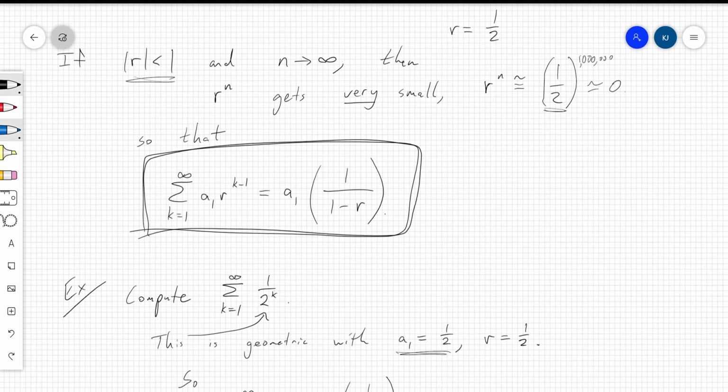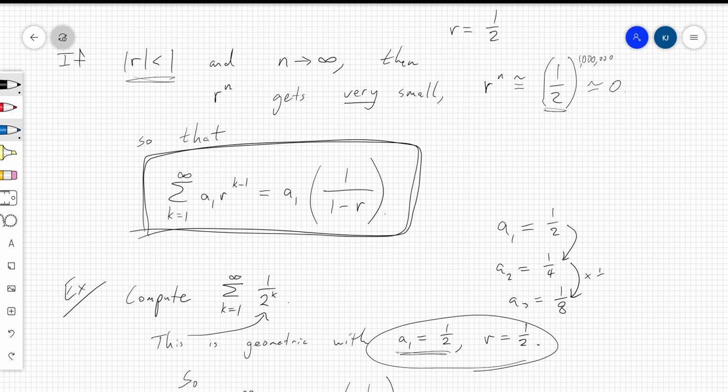And if you're confused about this, you can always just check what a few of the sequence members are. So if you take this circled expression and plug in 1 or 2 or 3 and so on, you would get that the first term is 1/2, a2 is going to be 1/4, a3 is going to be 1/8, and so on. And notice that to get to the next term, you're always just multiplying by 1/2. So this is geometric with a1 equal to 1/2 and r is equal to 1/2.